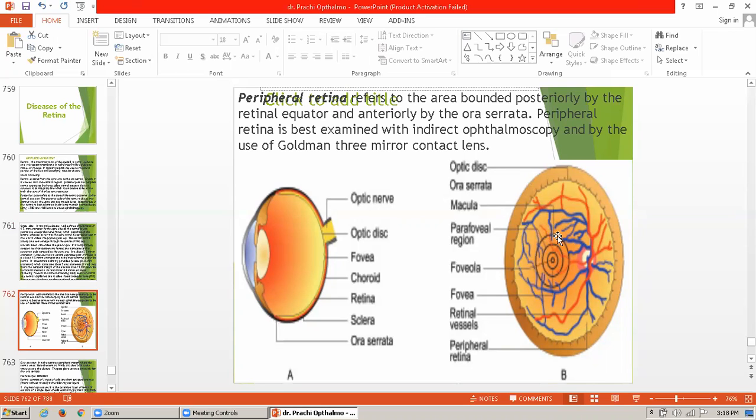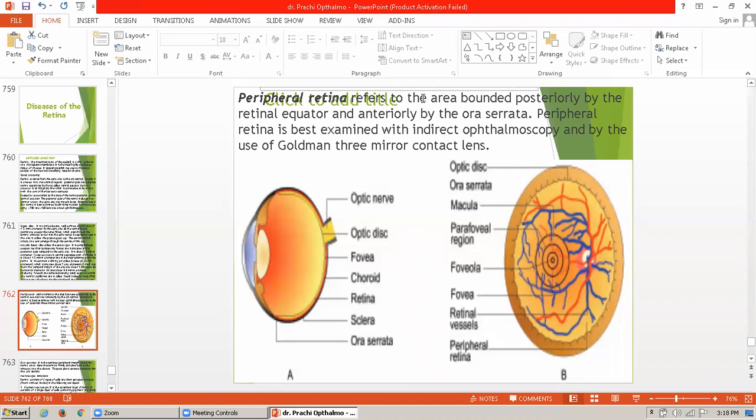Then this small circle just in between is the parafoveal region. The center-most point is the foveola. Just behind that there is the foveola, then the retinal vessels and the peripheral retina.